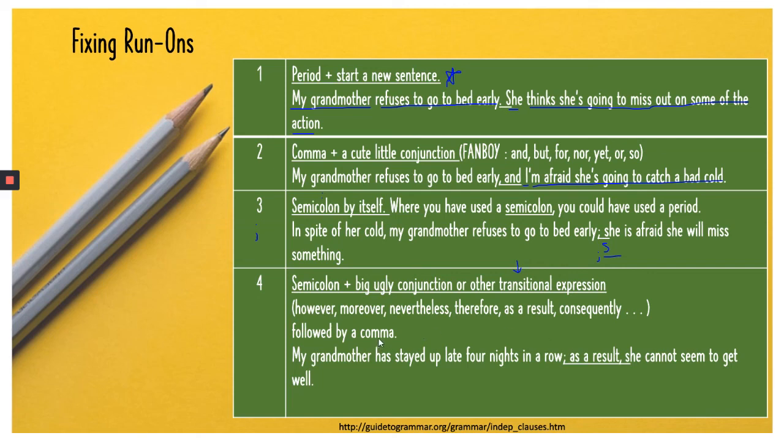So let's look at the example and see how the sentence works. My grandmother has stayed up late 4 nights in a row. As a result, she cannot seem to get well. What we notice here is we do have two separate sentences, one in the front and one in the back. But when we look at how they're joining the sentences, we see a semicolon, we see a transition phrase, and we see a comma. So when we're joining with semicolons, you have the choice to do a semicolon all by itself like we saw up here, or to add in a transitional phrase. When you add in these transitional phrases though, just make sure that you add the comma as well.